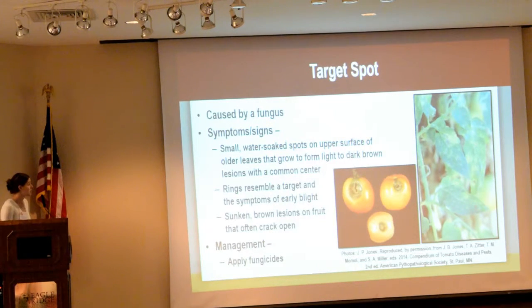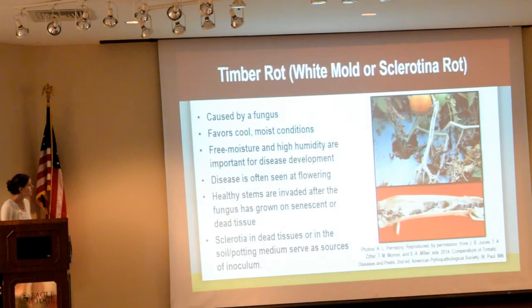Target spot, this is also caused by fungus. You have small water-soaked spots on the upper surface of the older leaves. Again, some of these may be confused with a bacterial disease or possibly also with early blight. On the fruits, rings resemble a target, which gives the disease its name. And the sunken brown lesions on the fruit often crack open, like you see here. And so for both powdery mildew and target spot, there are fungicides that are effective.